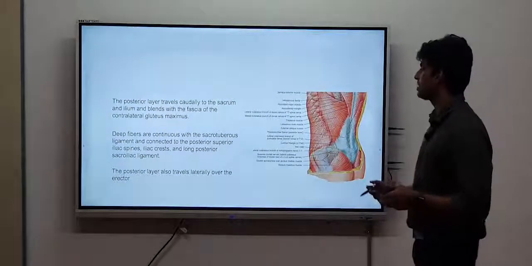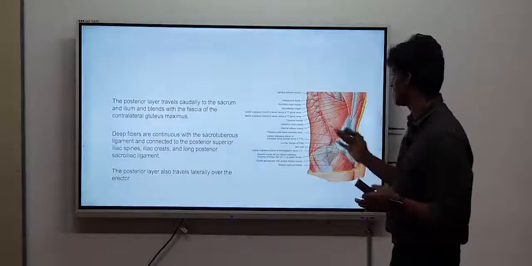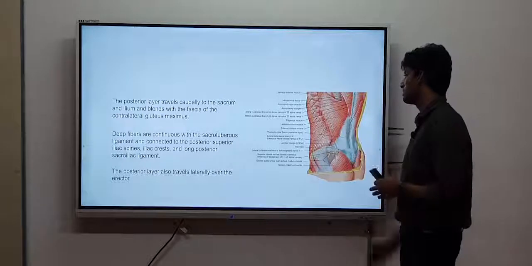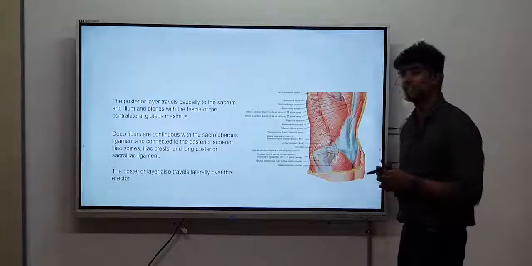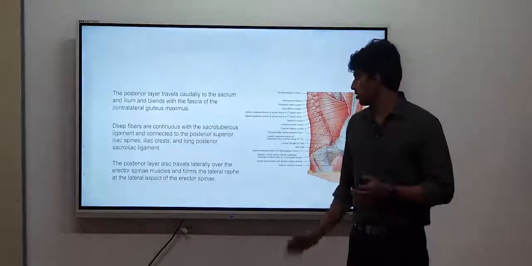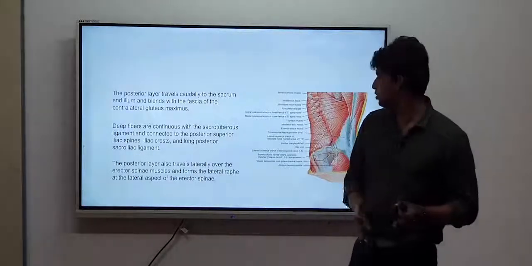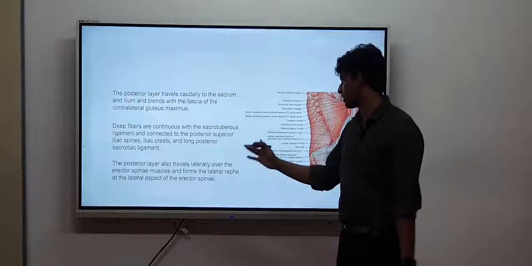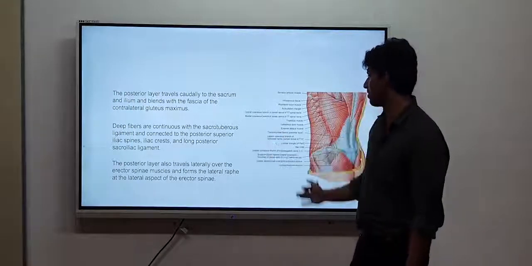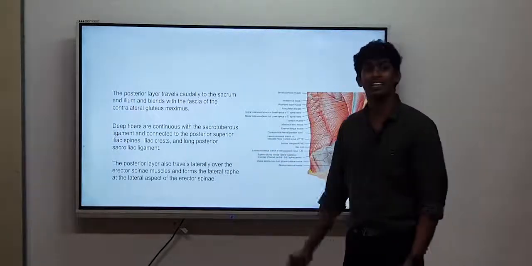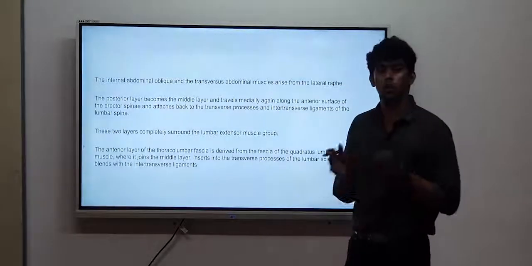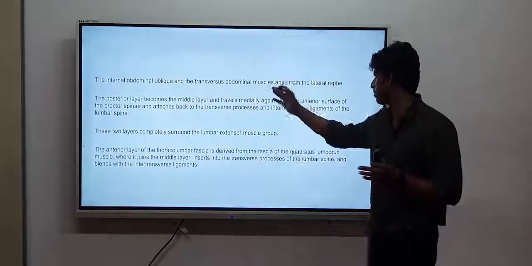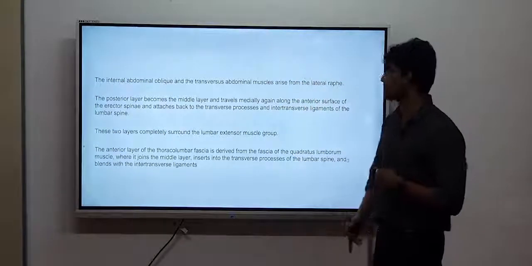Deep fibers are connected to the sacrotuberous ligament, the posterior superior iliac spine, the iliac crest and the long posterior sacroiliac ligament. The posterior layer also travels laterally over the erector spinae muscles and forms the lateral raphe. The internal abdominal oblique and the transverse abdominis muscles arise from the lateral raphe.